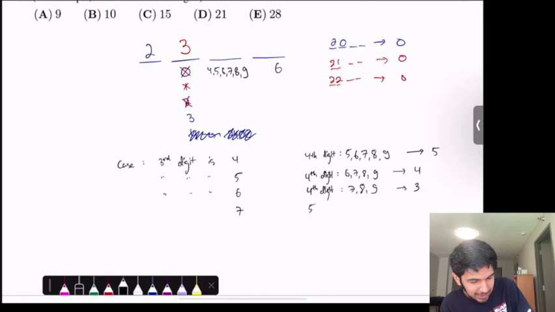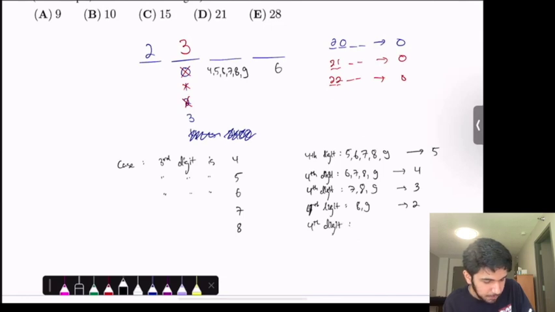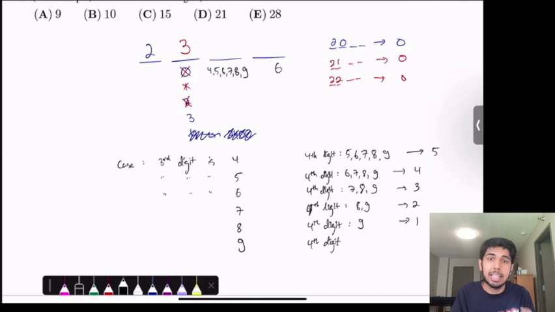When the third digit is 7, the fourth digit can only be 8 or 9, so there's 2 choices here. When the third digit is 8, the fourth digit can only be 9. And when the third digit is 9, then the fourth digit can't be anything, because there's nothing greater than 9 that's a digit.